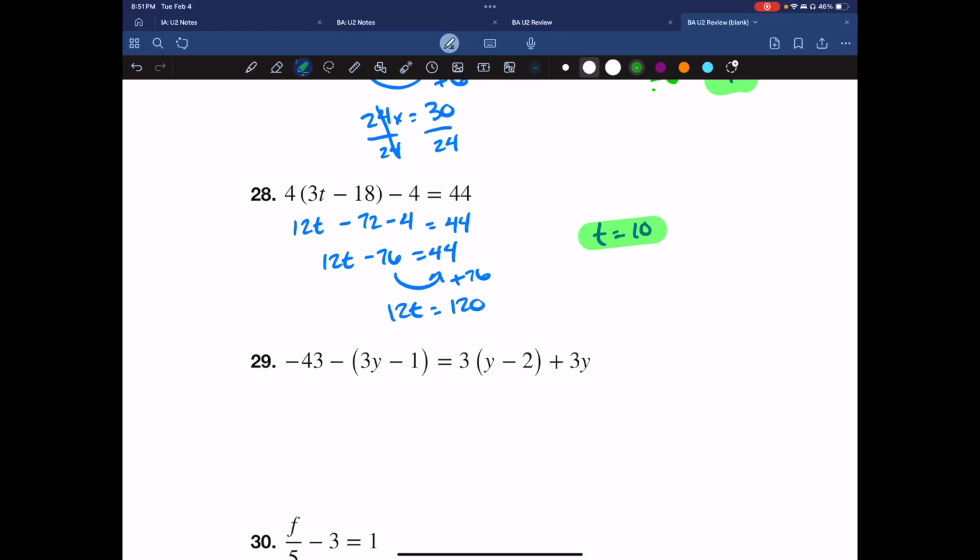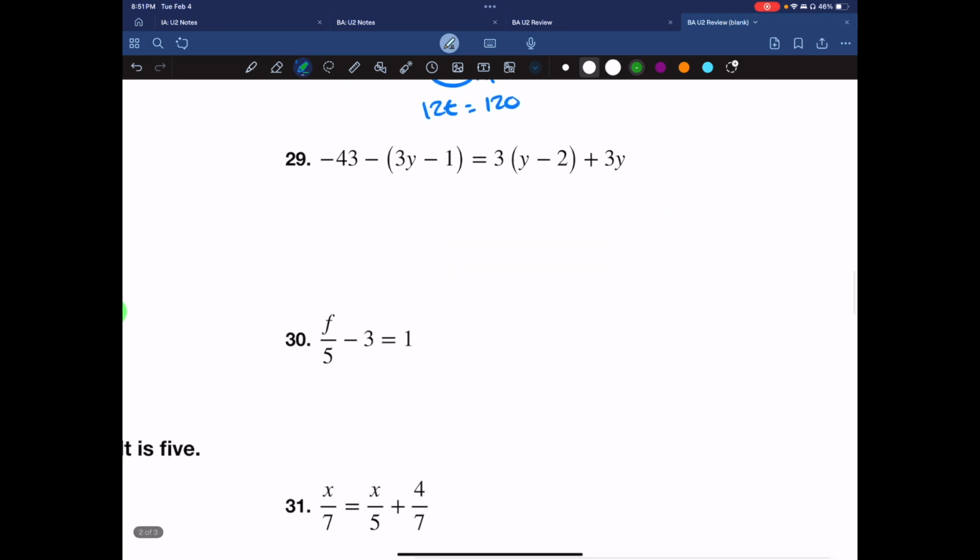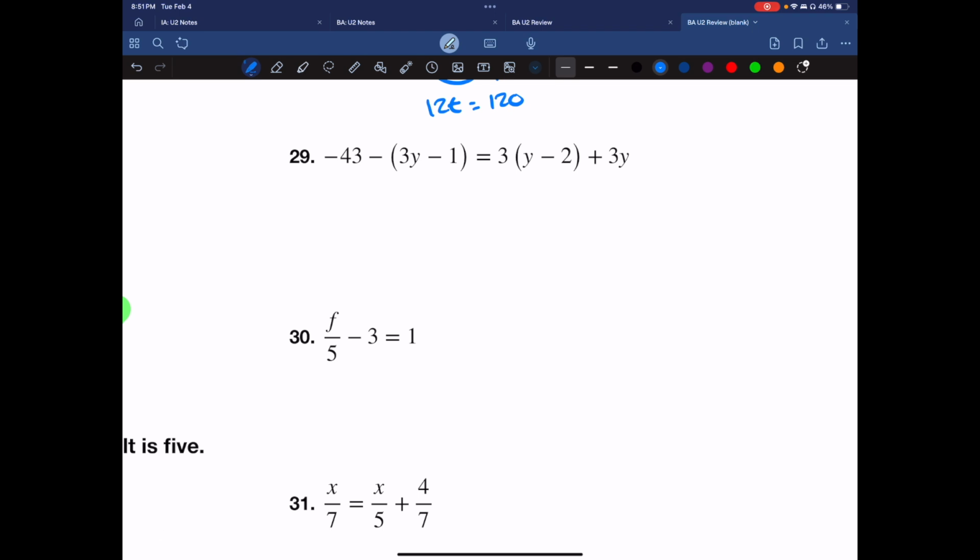Isn't it nice when you get something that's kind of complicated, like 28 started or 29 started, and it comes out to something super simple? I don't know about you, I get satisfaction out of that. Right? 29.